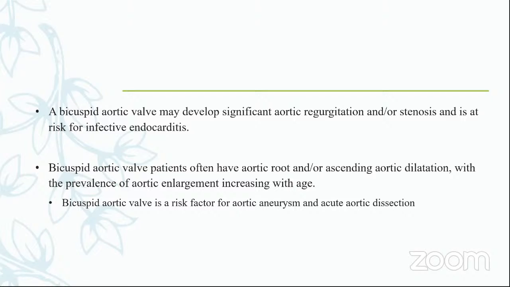Bicuspid aortic valve may develop significant aortic regurgitation and/or stenosis, and the bicuspid aortic valve itself is a risk of infective endocarditis. Bicuspid aortic valve patients often have aortic root or ascending aortic dilatation, with the prevalence of the aortic enlargement increasing with age. So the bicuspid aortic valve is a risk factor for aortic aneurysm or even acute aortic dissection.